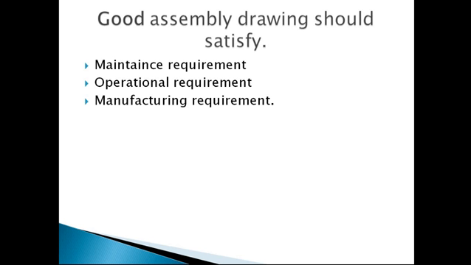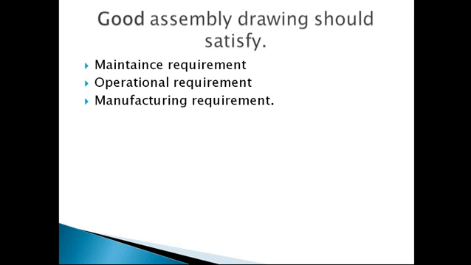So at the time of making the assembly drawing, we require to make a proper assembly drawing so that every part can be replaced very easily. Then operational requirement means that whatever operation is desired must be fulfilled properly. Whatever function we desire, the assembly we have made must perform it properly. That is the expectation from a good assembly drawing.